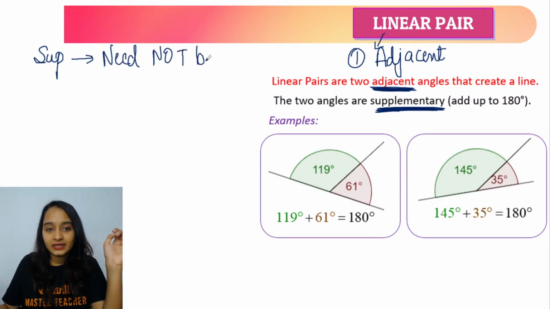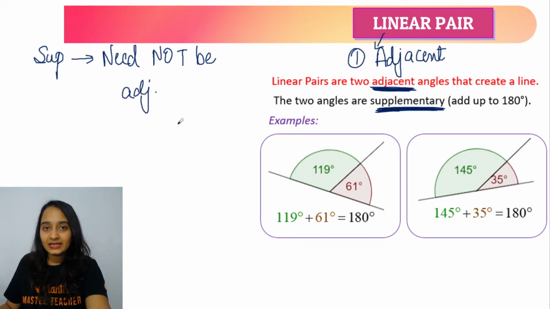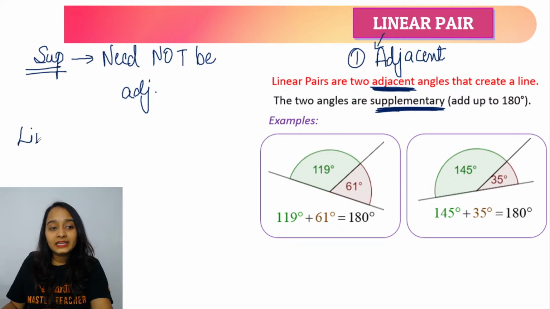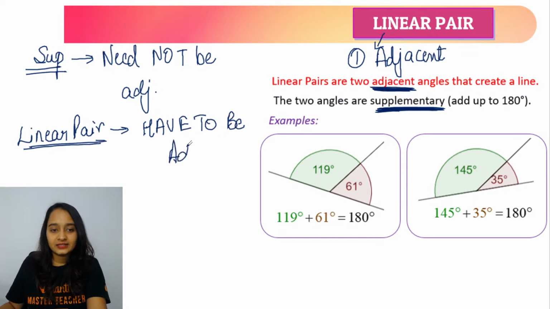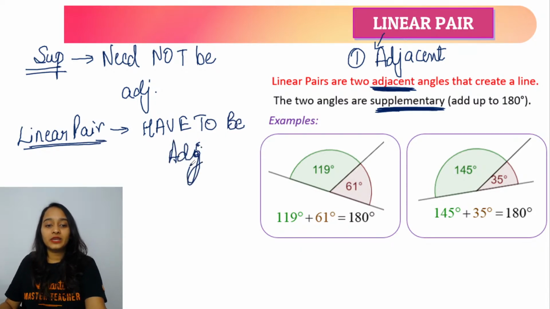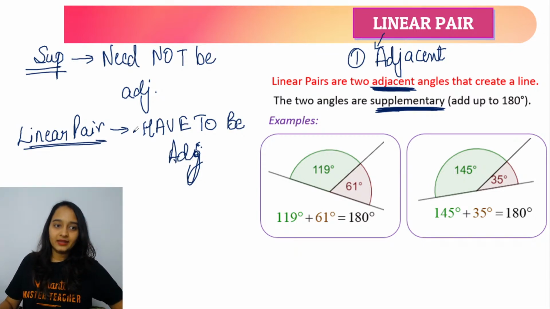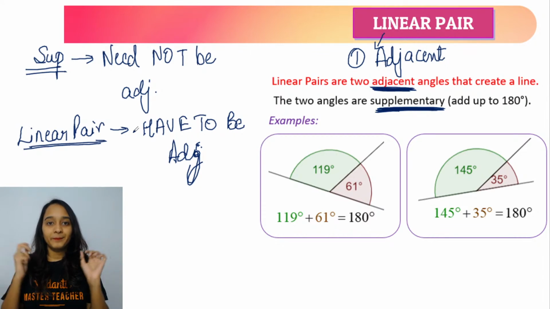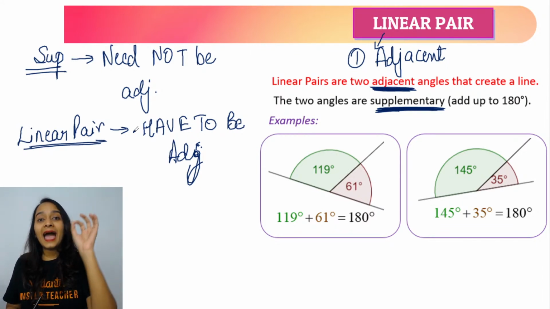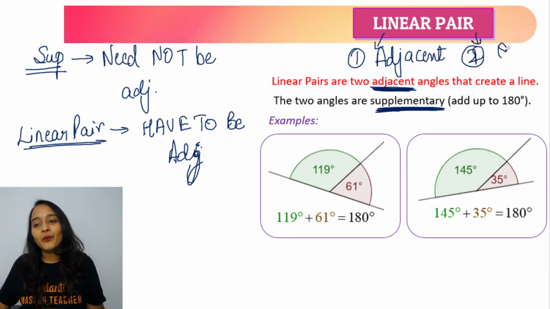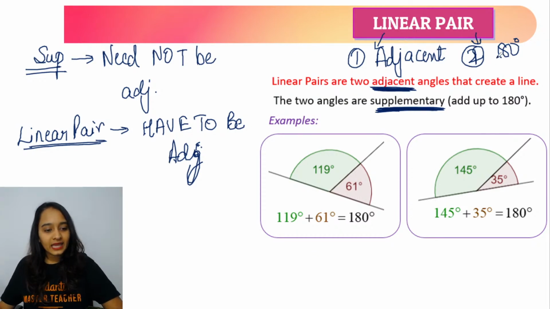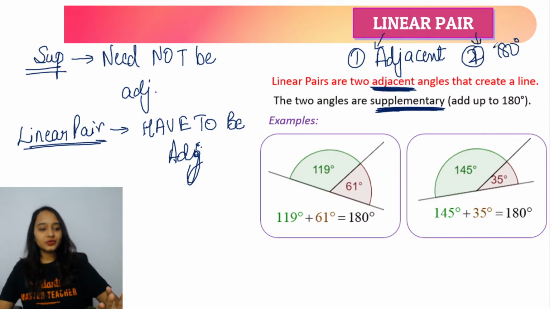Need not be what? Adjacent. But when I am talking about linear pair angles, they have to be adjacent. Okay? That is the difference between supplementary and linear pair. Both of them add up to 180 degree. But linear pair of angles have to be adjacent also, and they have to add up to 180 degree. Both should happen. Okay? Okay, everybody? Everybody understood what's a linear pair?